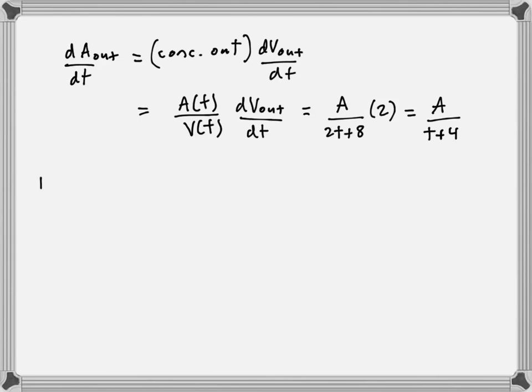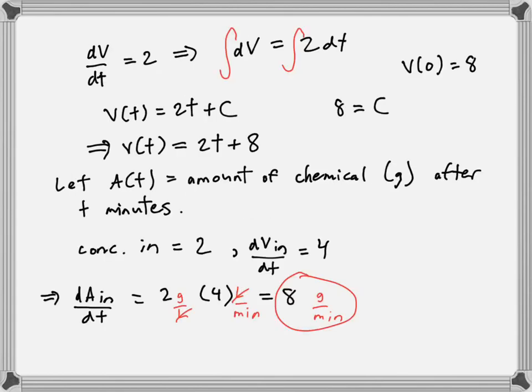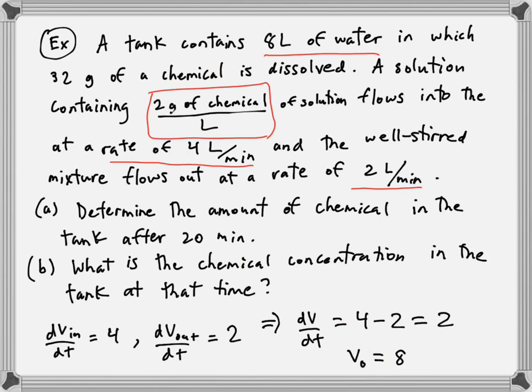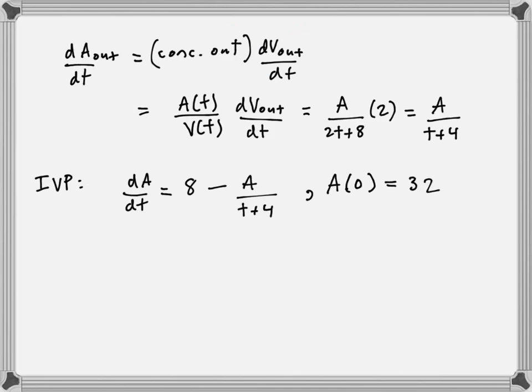And so we're ready to set up our IVP. Remember, our IVP is going to be dA dt equals dA in minus dA out. What's dA in? It was 8 grams per minute, so it's just going to be 8 minus A over t plus 4. Also, we know that A of 0 is equal to the initial amount of the substance. If we look back at our problem, it says 32 grams of the chemical is dissolved. That's A naught. So this is going to be 32. So this is our IVP. We just set it up.